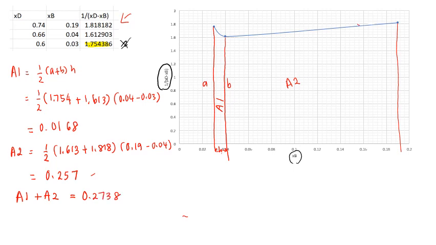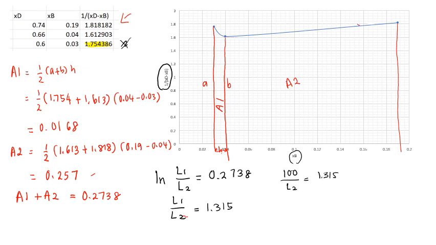0.2738. So going back to your Rayleigh equation, ln L1 over L2 equals the area under the graph, which is 0.2738. Then L1 over L2 equals the exponential of that, which is 1.315. So with L1 of 100, L1 over L2 equals 1.315, so L2 is 76.05. So your D is L1 minus L2, which is 100 minus 76.05. That will give you 23.95 pound moles.